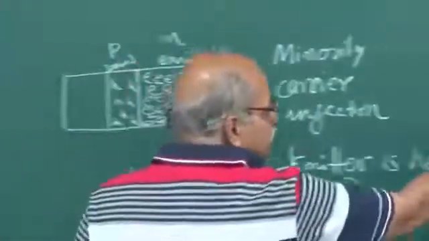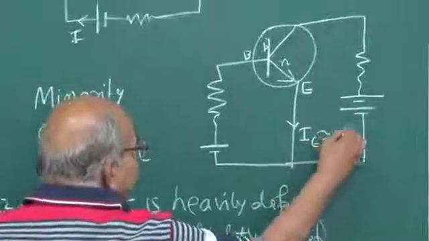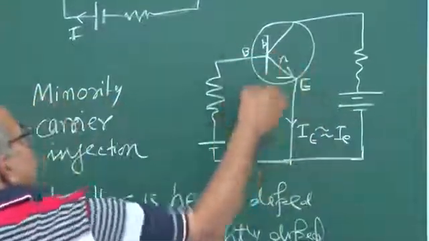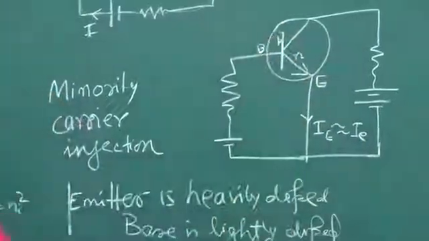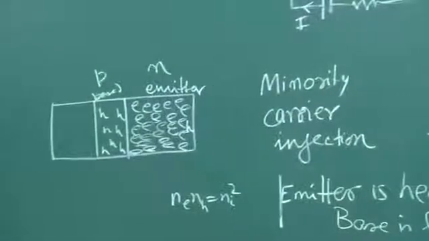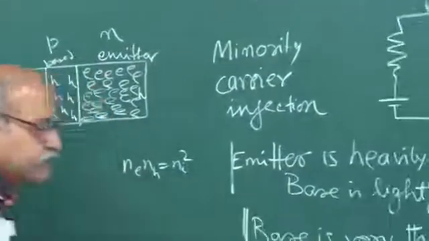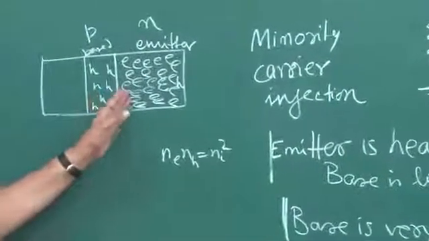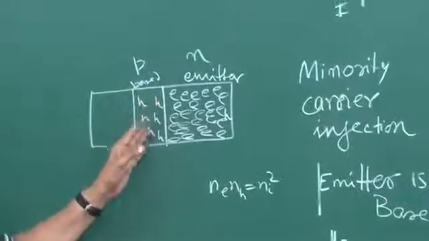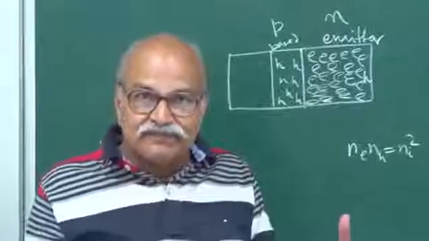So this IE which is here is primarily because of those electrons which are injected. So electrons are going this way and current is going that way. So that's one thing. Second thing is base is very thin. So that means this is thin, and for these electrons to recombine with these holes, you need a certain time.